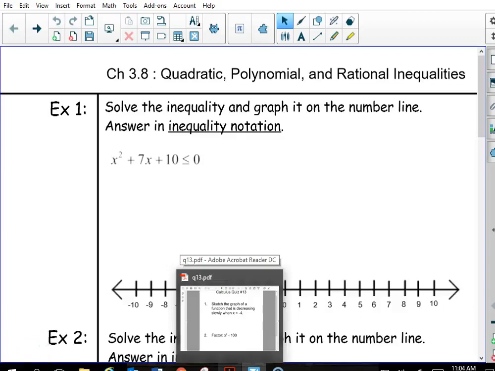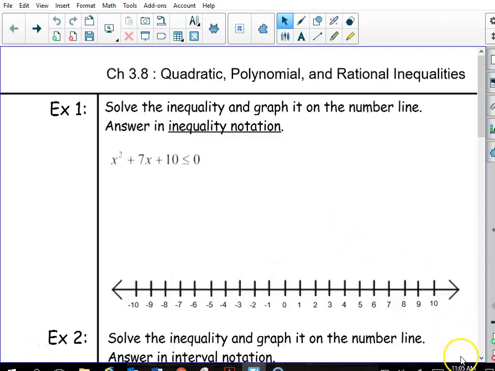Okay, so we're working on solving inequalities, and these inequalities come in several forms: quadratic, polynomial, and rational. One of the things I found annoying, though, and I'm going to switch this on you with the problems, is that they're often asking for inequality notation when what we're used to doing on all previous assignments is interval notation. So when you go to the quiz, we're going to do this first problem, and I'll show you what I mean.